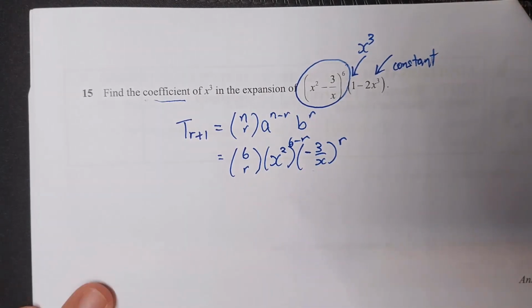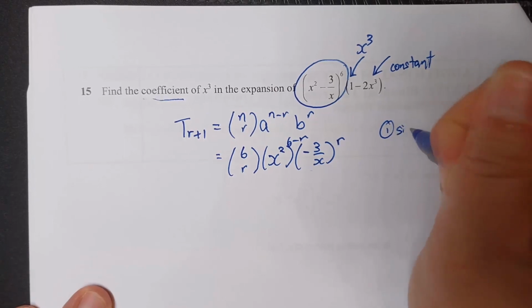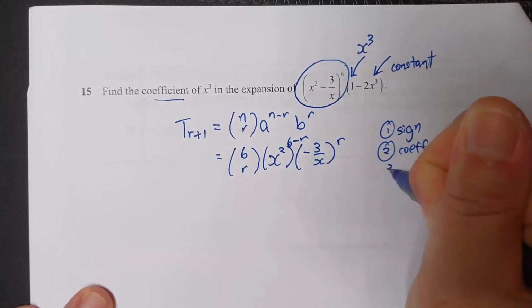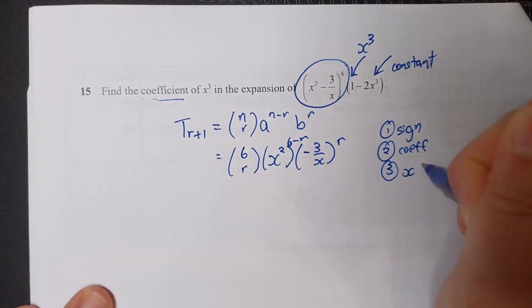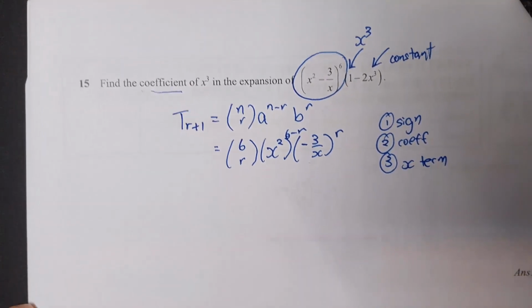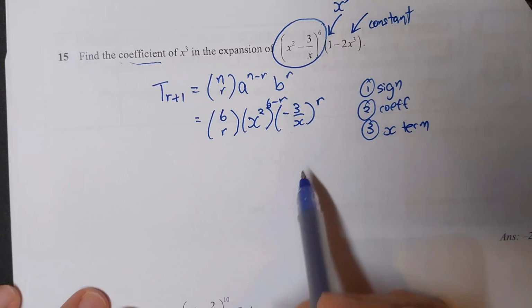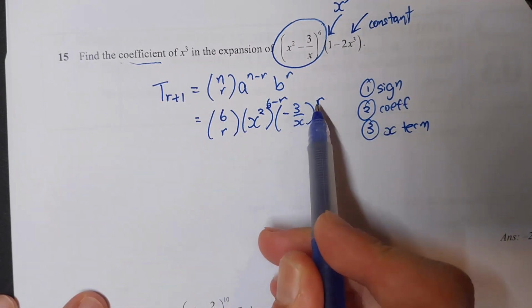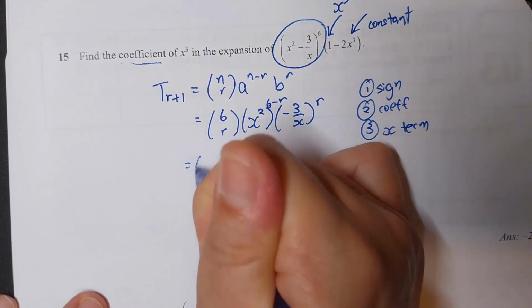All right, so let's do the 3 steps again. Number 1, settle the sign, settle the coefficients, and settle the x terms. All right, let's do these 3 once more. So first, let's settle the sign here, which is negative power r.